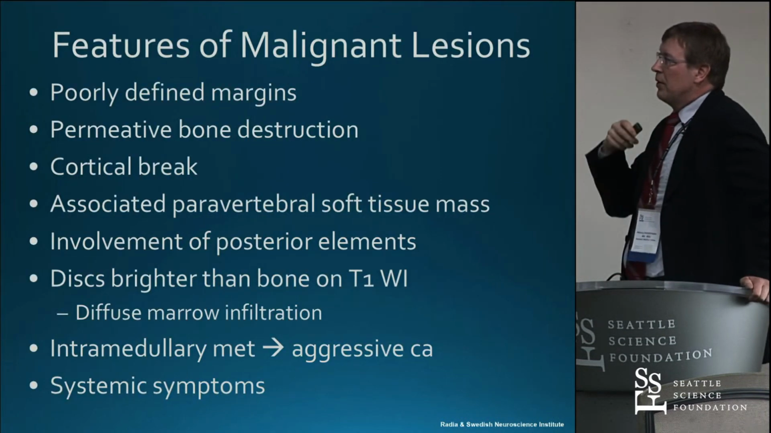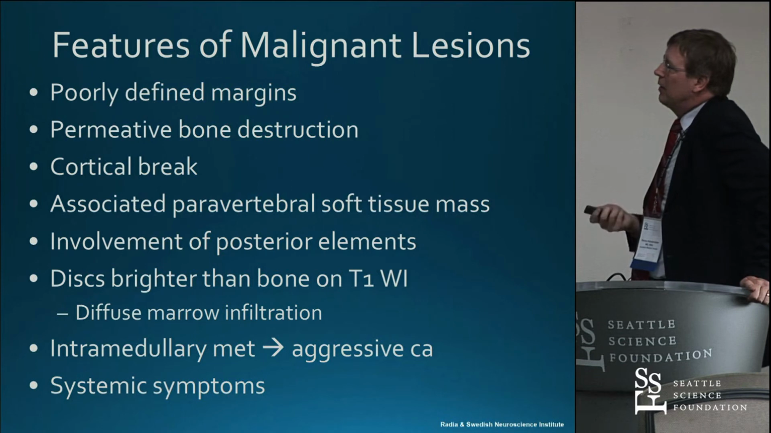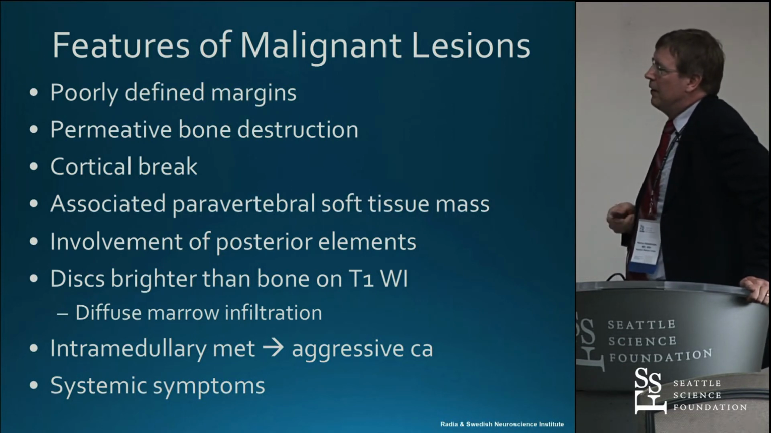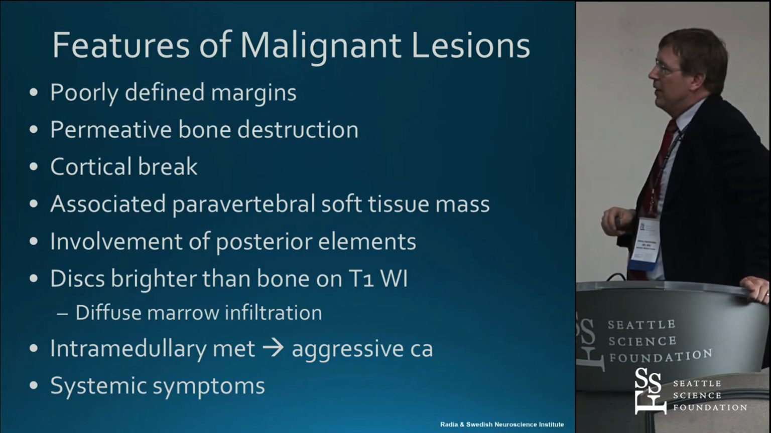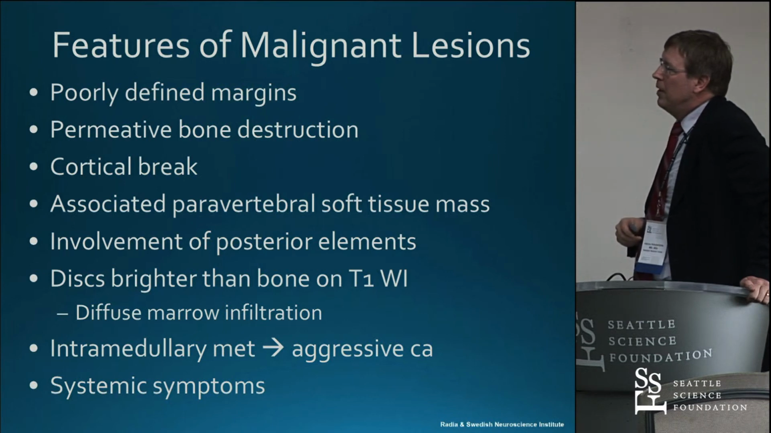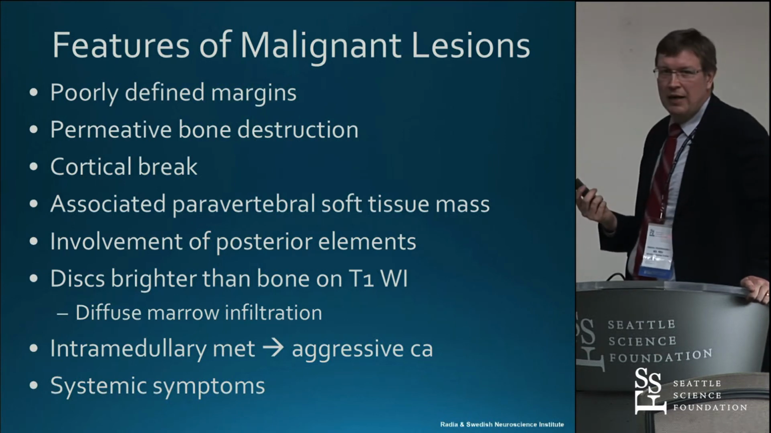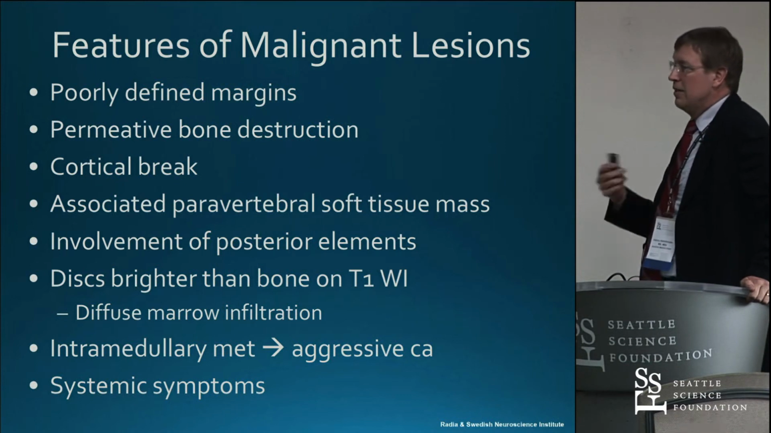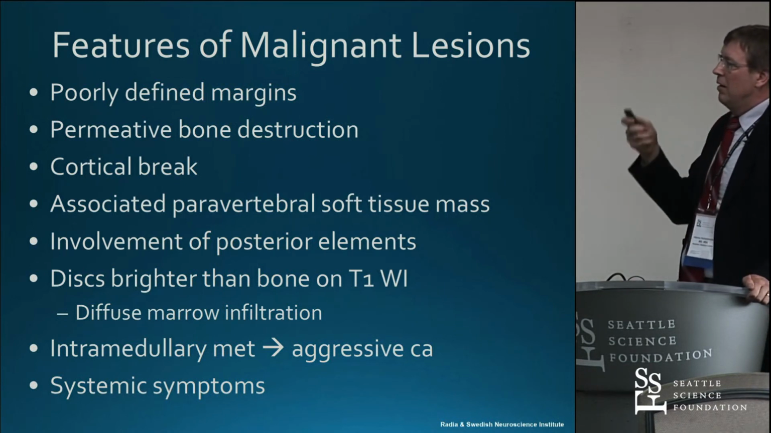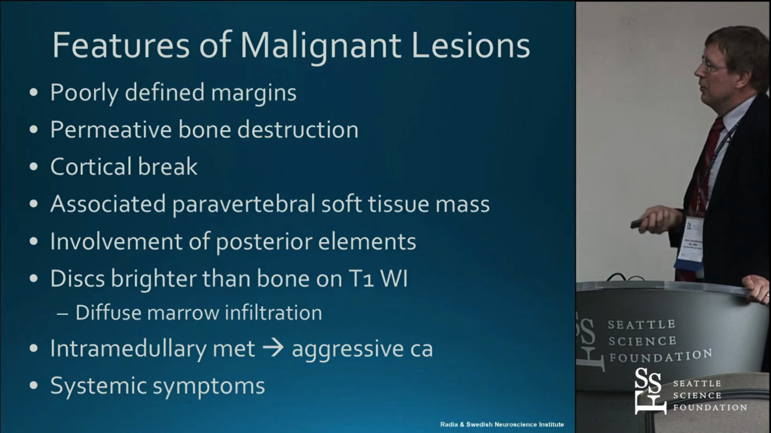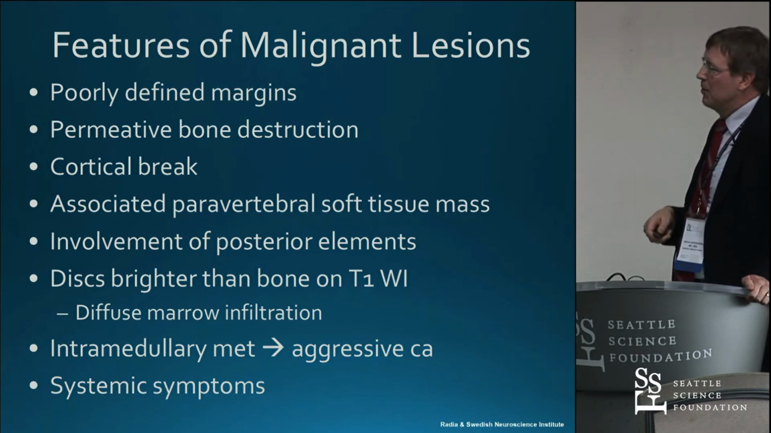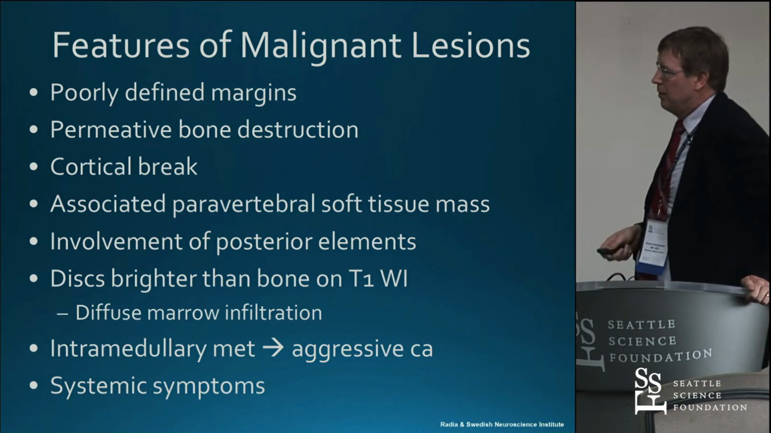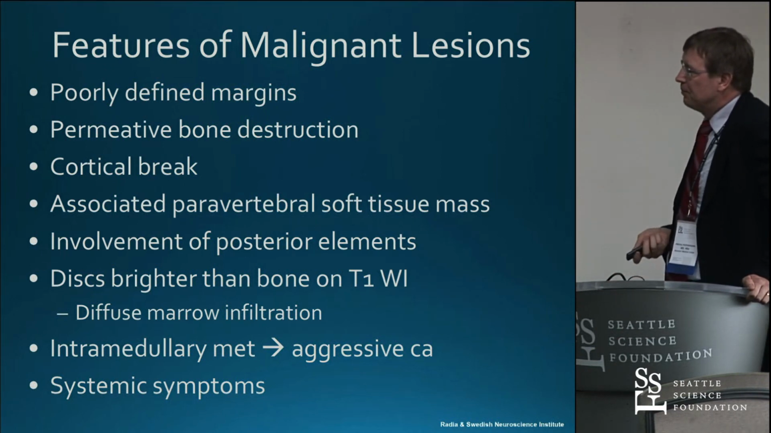So just to summarize the malignant features that we look for: poorly defined margins, something we definitely look for on every case. Is the bone destruction kind of permeative type? Has there been cortical breakthrough? Associated perivertebral soft tissue mass? And does it involve posterior elements? These are all very key questions we have to answer. And if we have these findings, we definitely think of malignancies, some of which I highlighted, but there's a long list of possible malignancies.